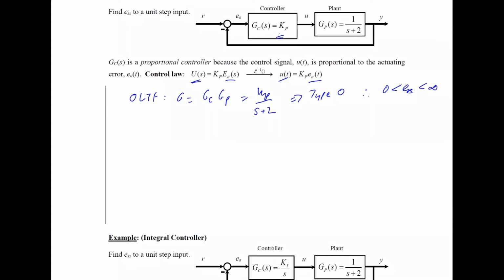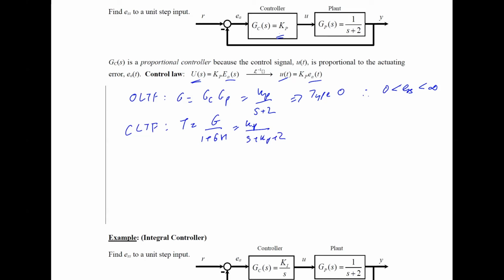We can find out that steady state error using the final value theorem, using the formula that I described earlier. In order to apply the formula, we find the closed loop transfer function, which is T equal to G over 1 plus GH. In this case, H is just equal to 1. So we end up getting T equal to Kp over s plus Kp plus 2.